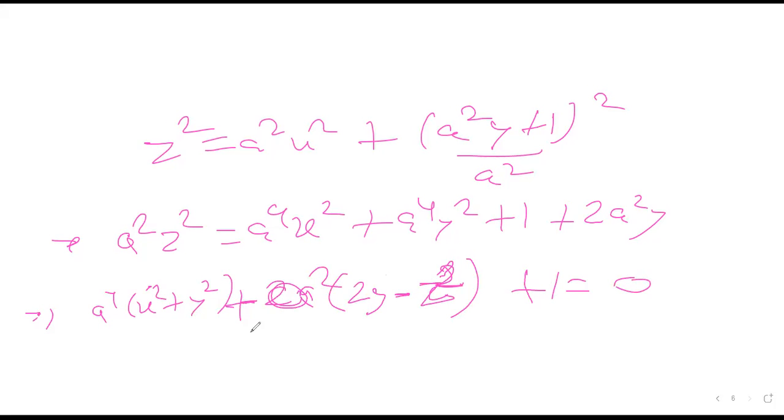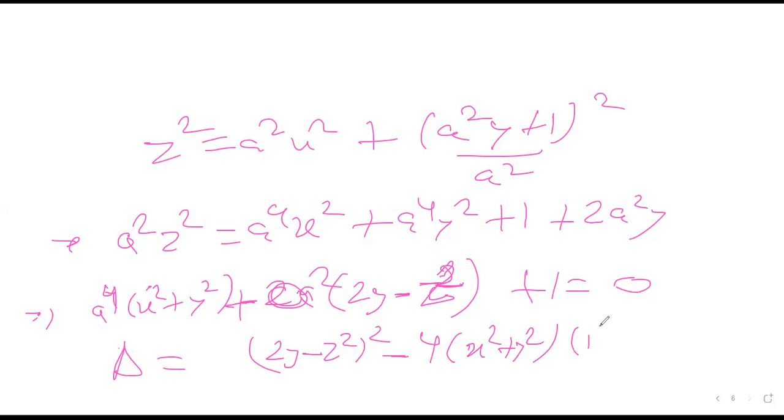I'm not making any calculations. This is the quadratic in a square. Its discriminant will be equal to b square minus 4ac, where b is (2y minus z square) whole square, a is x square plus y square and c is 1, equals 0. From here you can write 4y square plus z to the power 4 minus 4yz square minus 4x square minus 4y square equals 0.